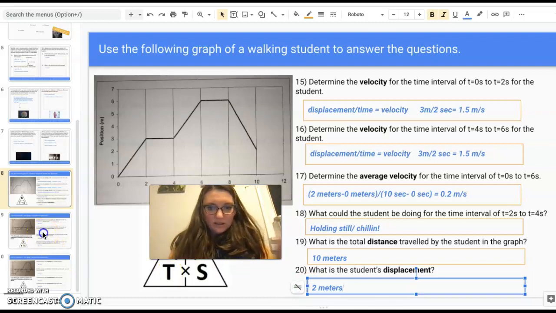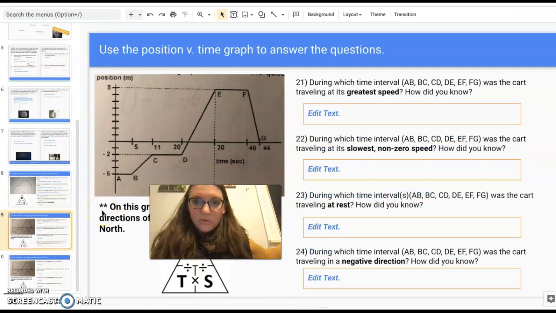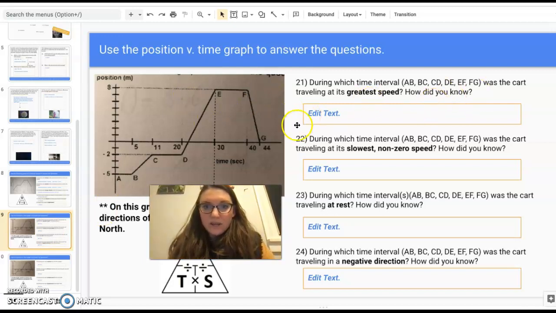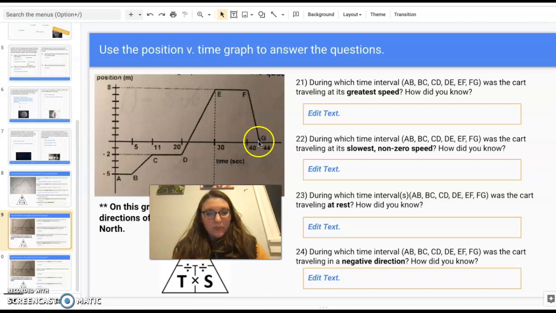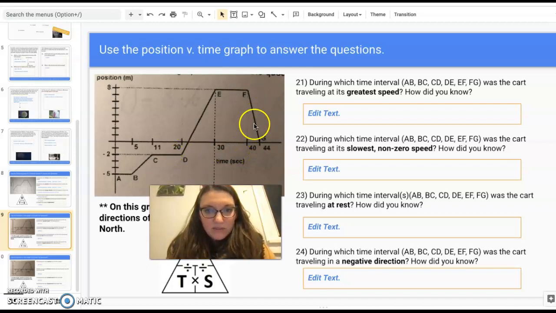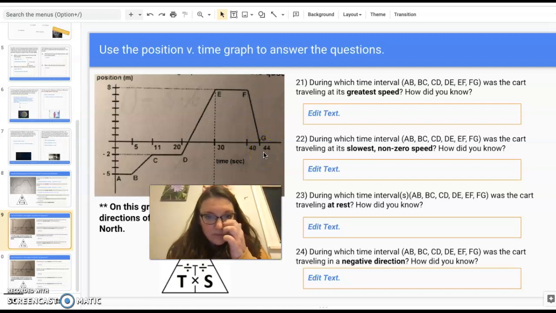So then, what's next? Okay, new graph. During which time interval was the cart traveling its greatest speed? How did I know? When we're talking about speed, we're thinking about the slope. So here the slope is flat, so they're not moving at all during that time. Then it inclines a little bit, and then it's flat again. Then it inclines a lot. And this one, we're looking for the steepest slope. So I think that between F and G is the steepest slope, just looking at it like that. We could do some math about it too if we want to.